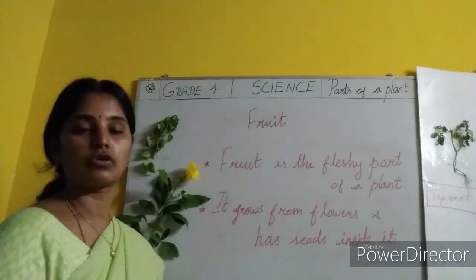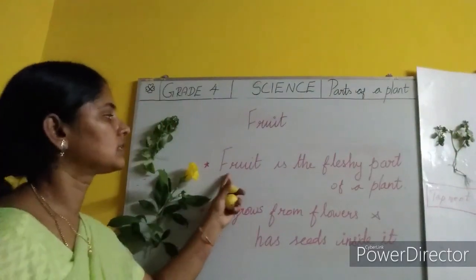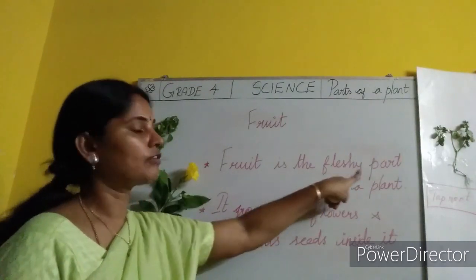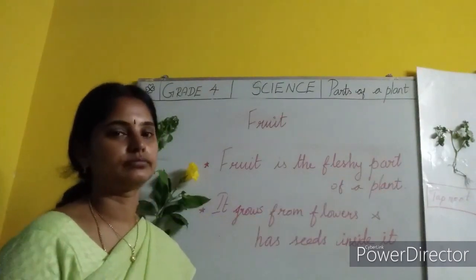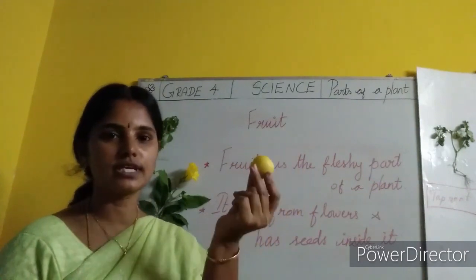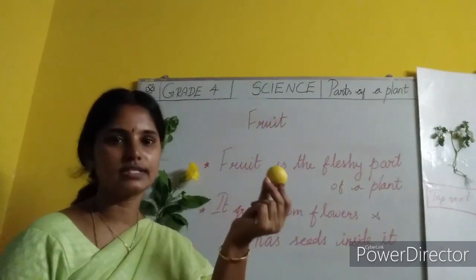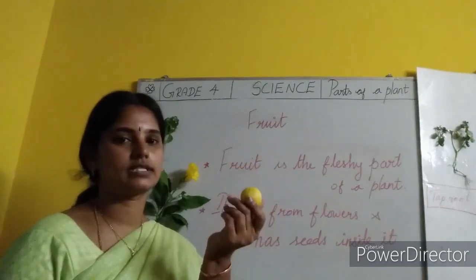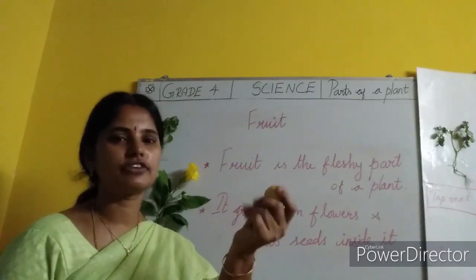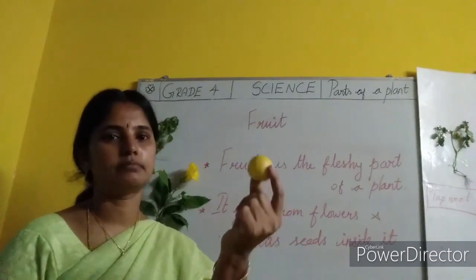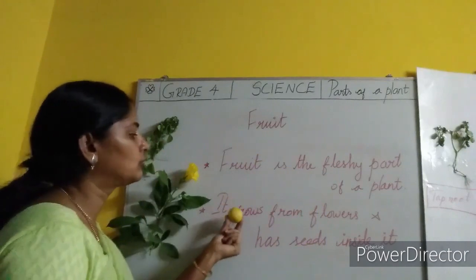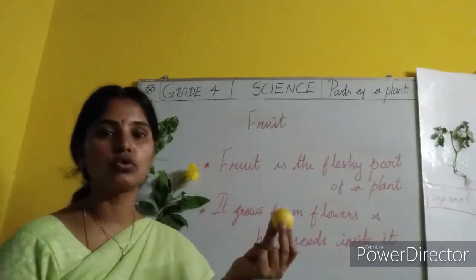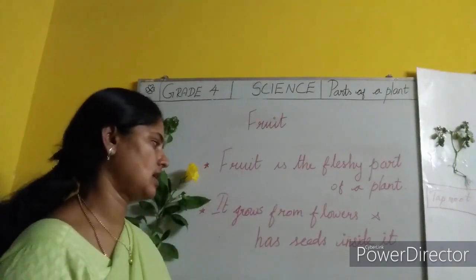Fruit is the fleshy part of the plant. See, fruit. What is this? A lemon. It's a fleshy part of the plant, isn't it? It grows from flowers. Flowers la irundhu dhaan fruit varudhu. It grows from flowers.